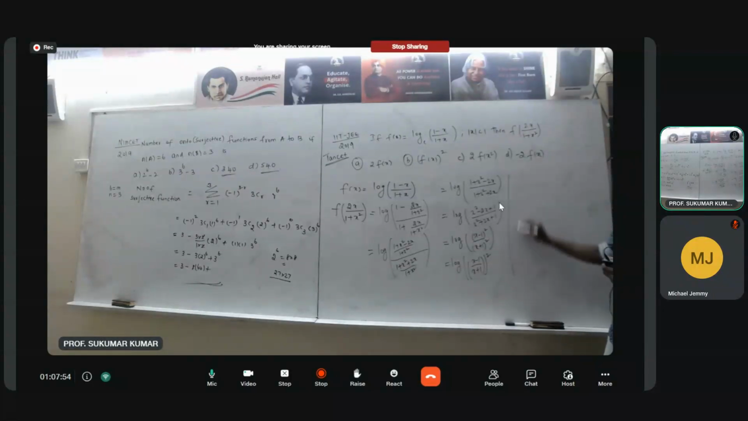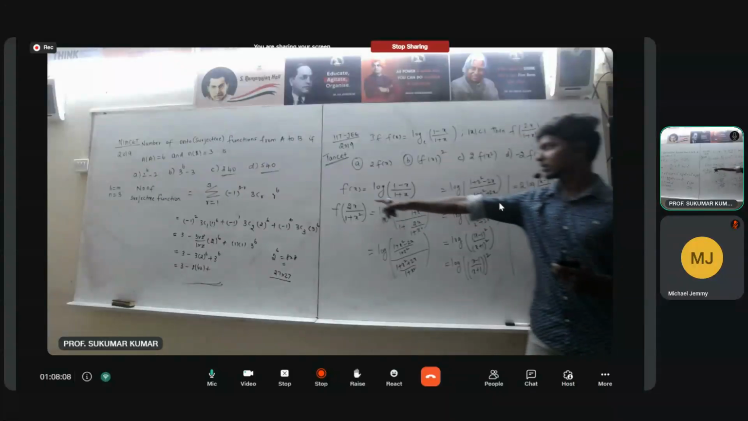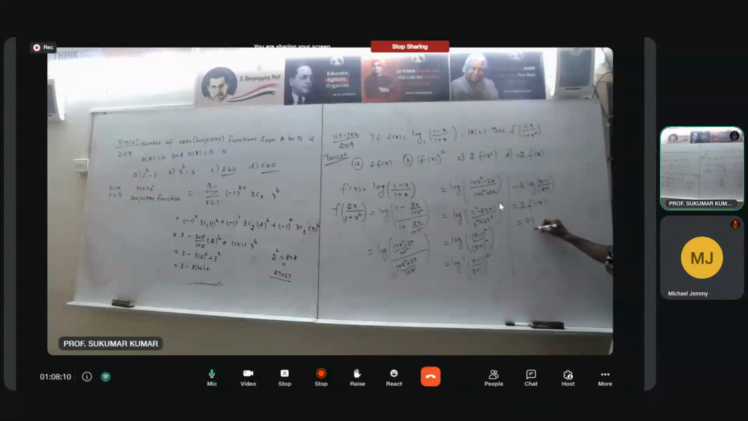So again, if it is the log form, power will come in front. So 2 times of log x minus 1 divided by x plus 1. Got it? And this is 2 times of f of x. Right? So option A.